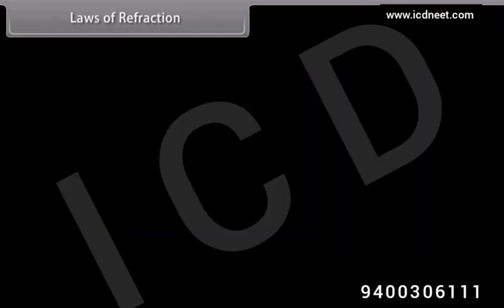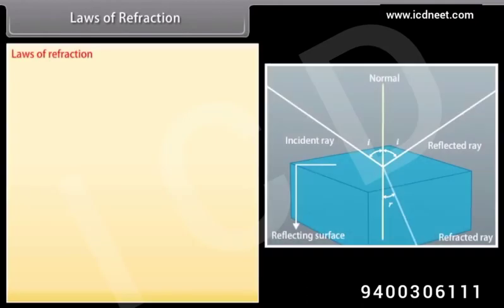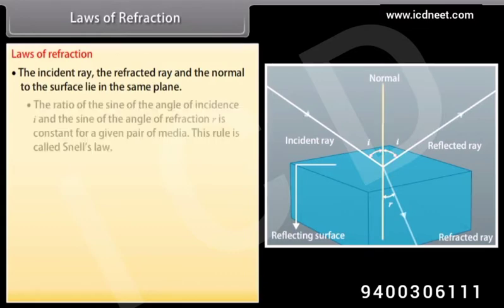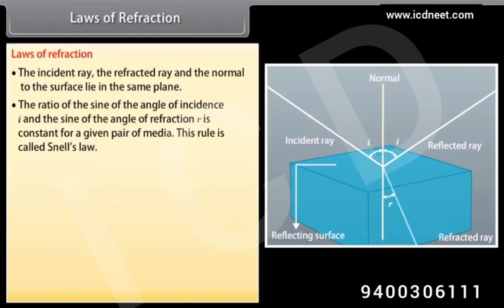Laws of refraction. The incident ray, the refracted ray and the normal to the surface lie in the same plane. The ratio of the sine of the angle of incidence i and the sine of the angle of refraction r is constant for a given pair of media. This rule is called Snell's law.